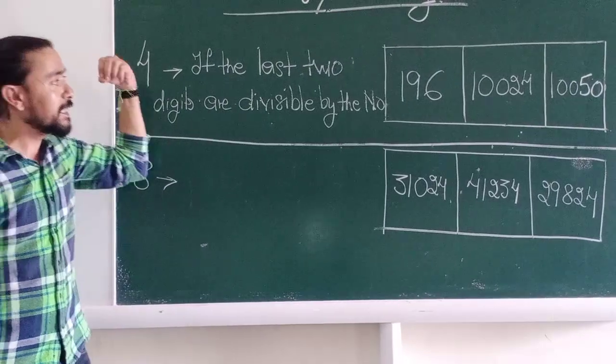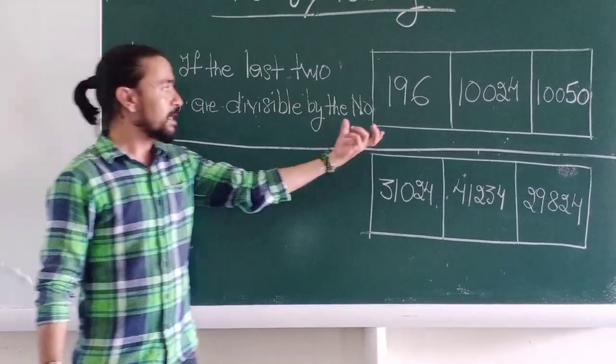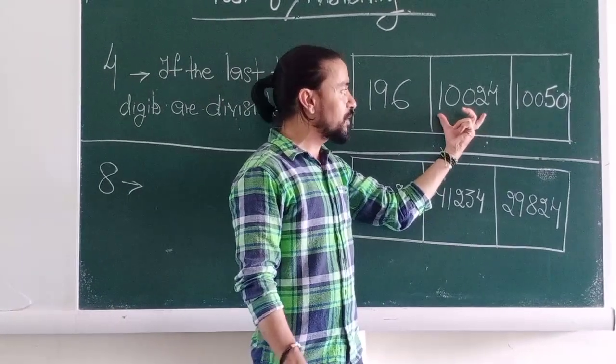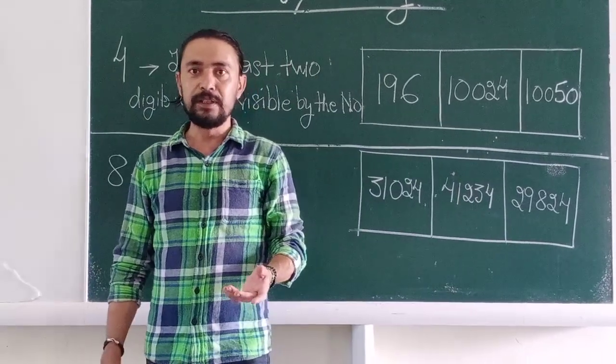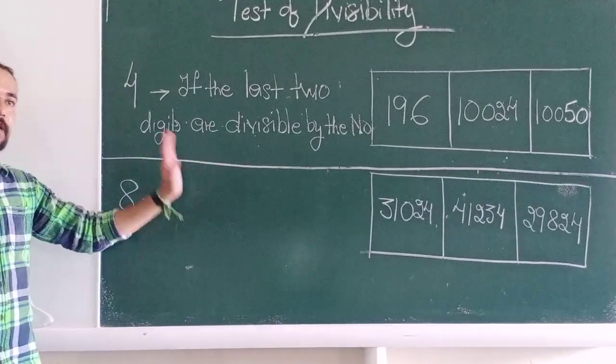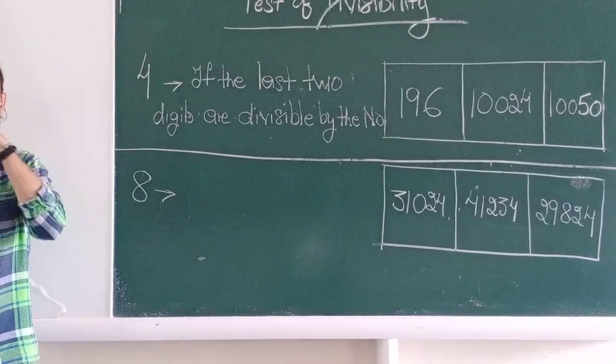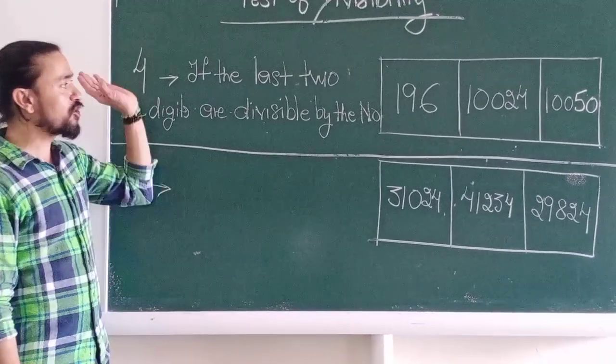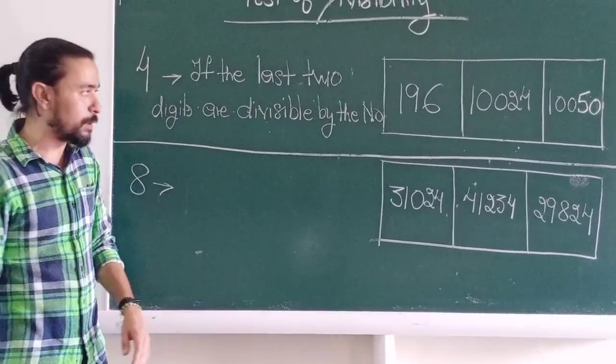Number 4. Then the entire number, however big the number may be, it may be a 3-digit number, it may be a 5-digit number, it may be a 4-digit number, but if the last two digits are divisible by 4, then I don't have to check that that number is actually divisible by 4. So let's check whether the last two digits are divisible by 4.